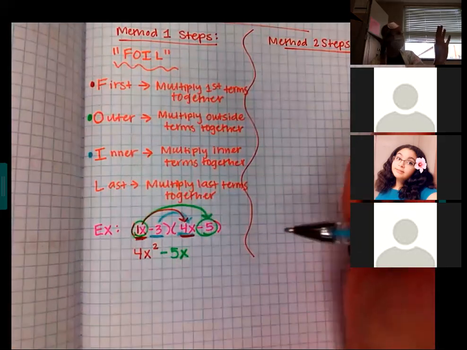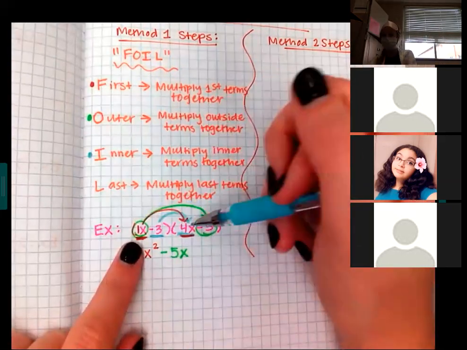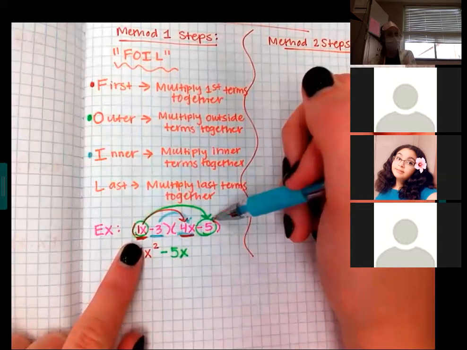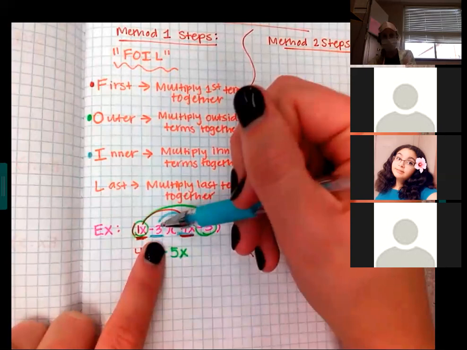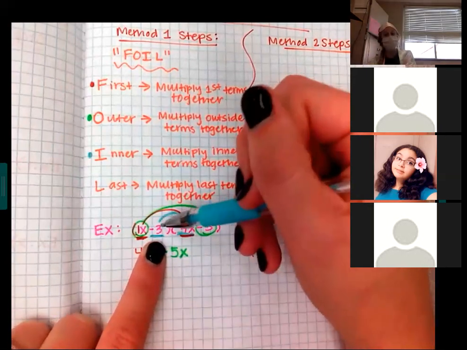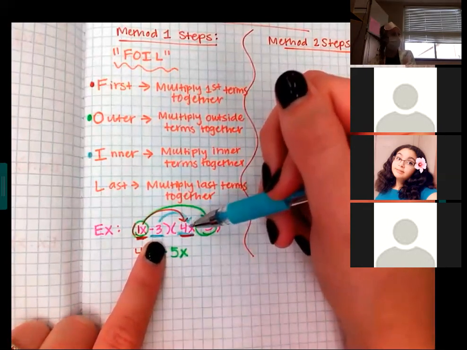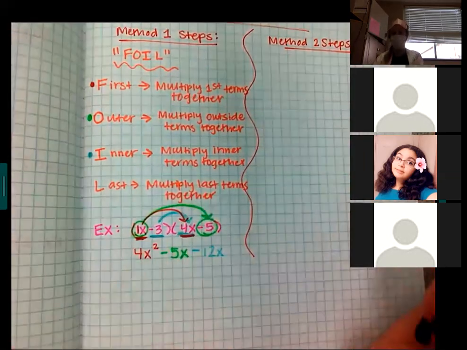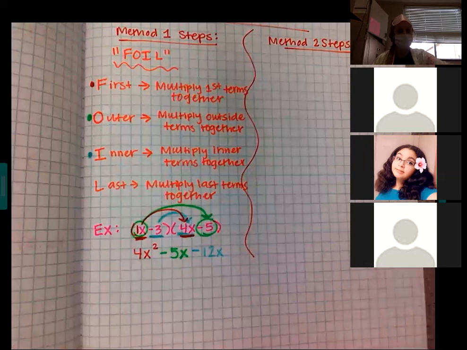So first, everybody watch. First, I did the 1x times the 4x, and then I distributed the 1x to the -5. Now I'm distributing the -3 to the 4x. So what's -3 times 4x? -12x. Good. I think that's what my Jordan was going to say.